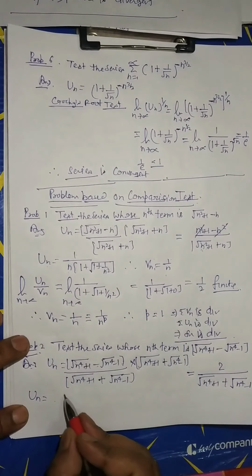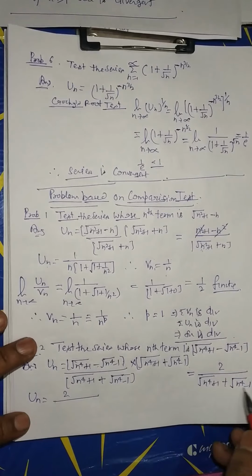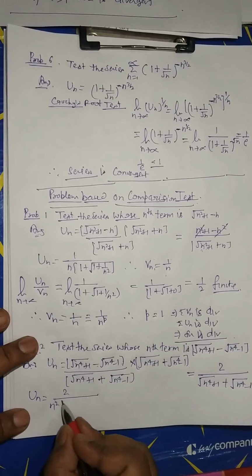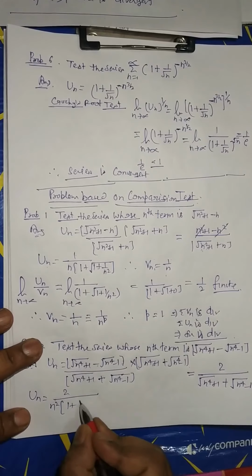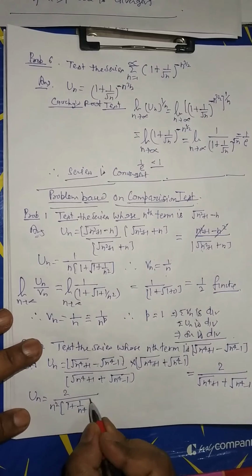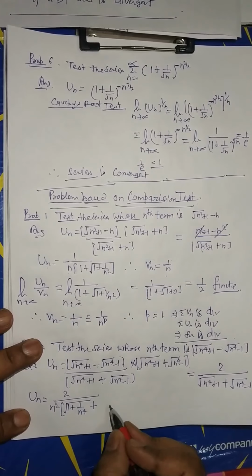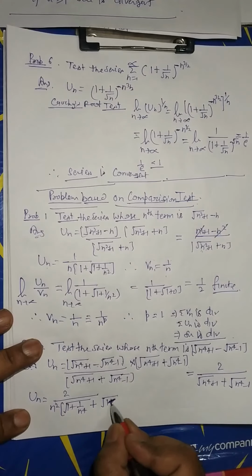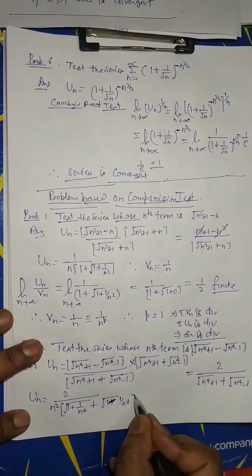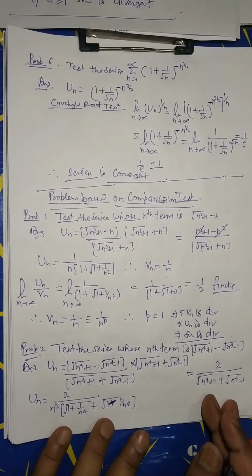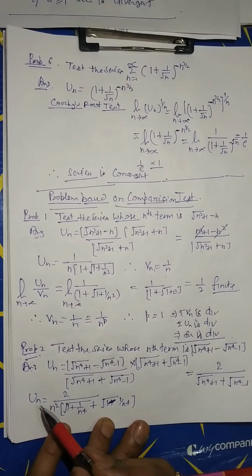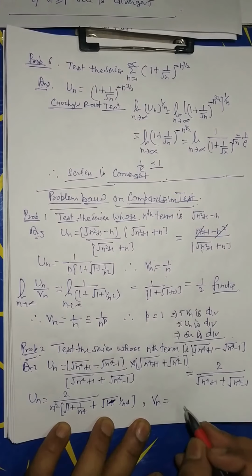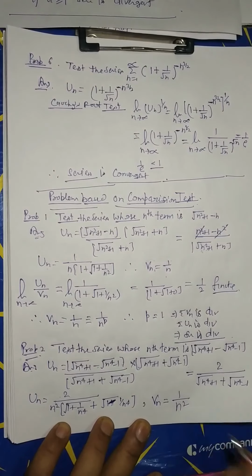Now un is equal to 2 upon, we can take n to the power 4 common. Now n square times under root 1 plus 1 upon n to the power 4 plus under root 1 minus 1 upon n to the power 4. Now we take 1 upon n square as the auxiliary nth term of the series, say vn.